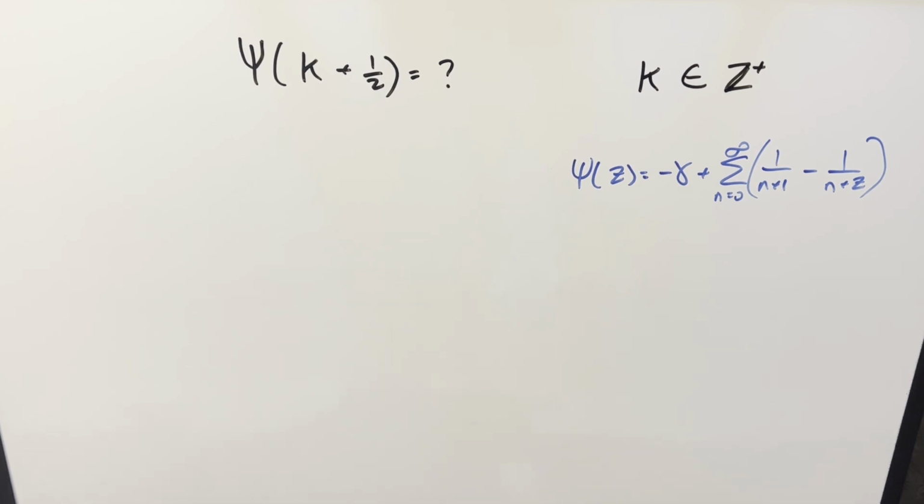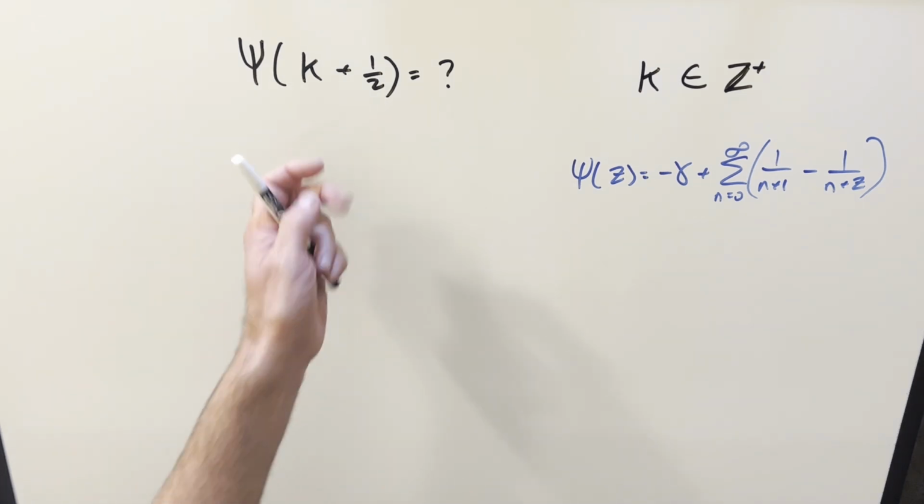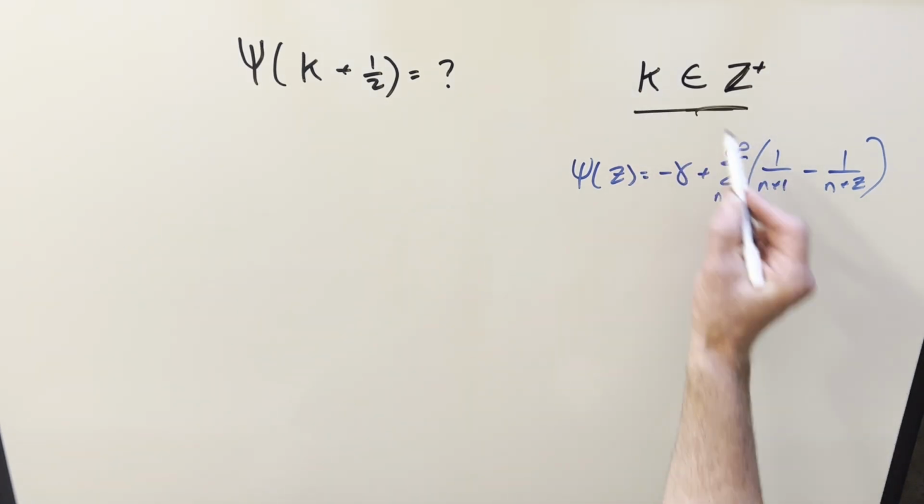Okay, we've got something interesting here. Today what I want to do is derive the formula for the Digamma function for half-integer values. So something in the form k plus 1/2, where k is going to be a positive integer.